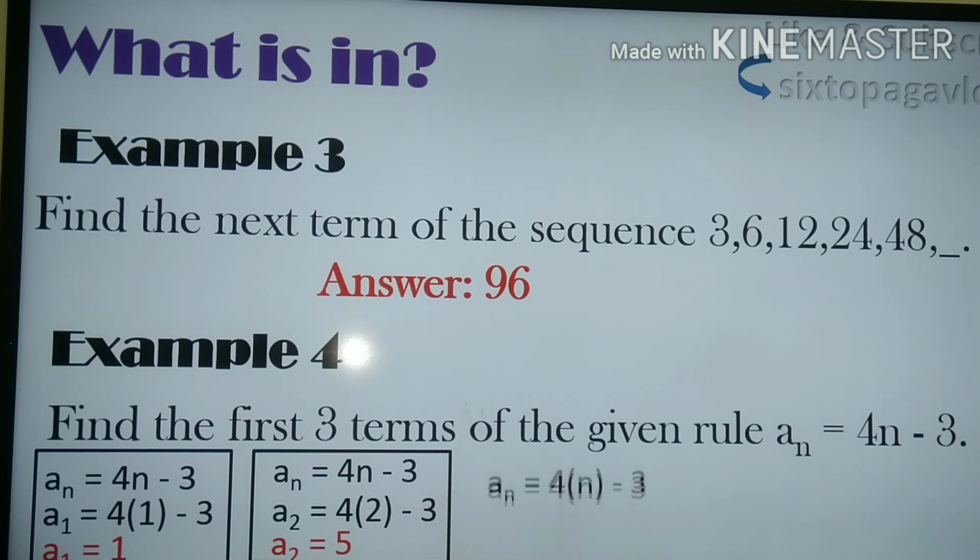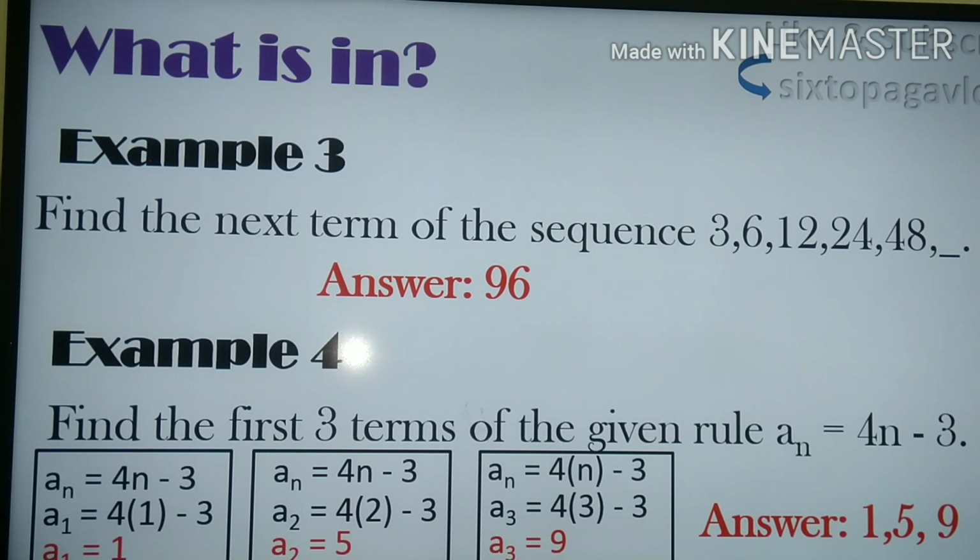For the third solution, we have a sub n, just copy the given, substitute it by 3, so 4 times 3 minus 3, so a sub 3 equals 9. So that is the third solution. So we have now the answer. The first 3 terms of the given rule a sub n equals 4n minus 3 are 1, 5, 9. So it means the first element is 1, the second element is 5, and the third element is 9.